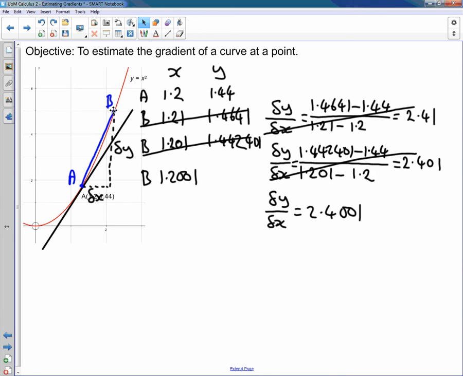In my next video, we're going to start looking at how to create an equation that will give us the gradient at any point on a function. And for that, I'm going to start again with y equals x squared.